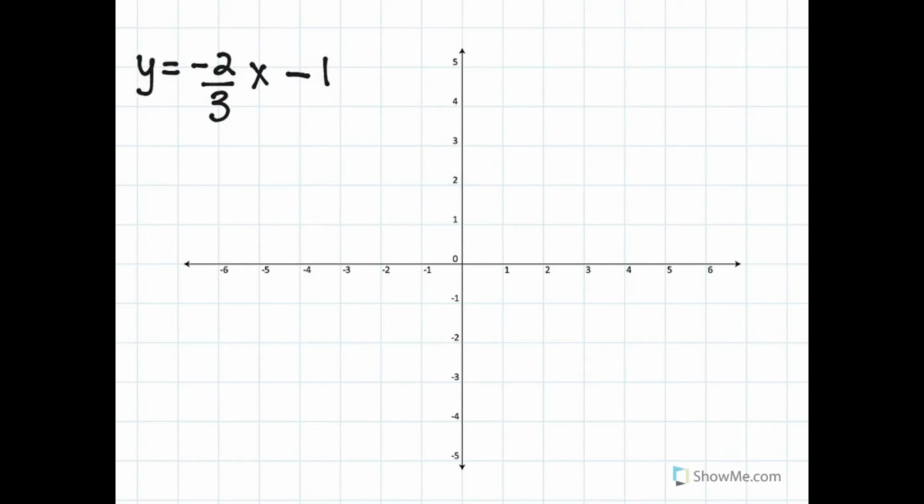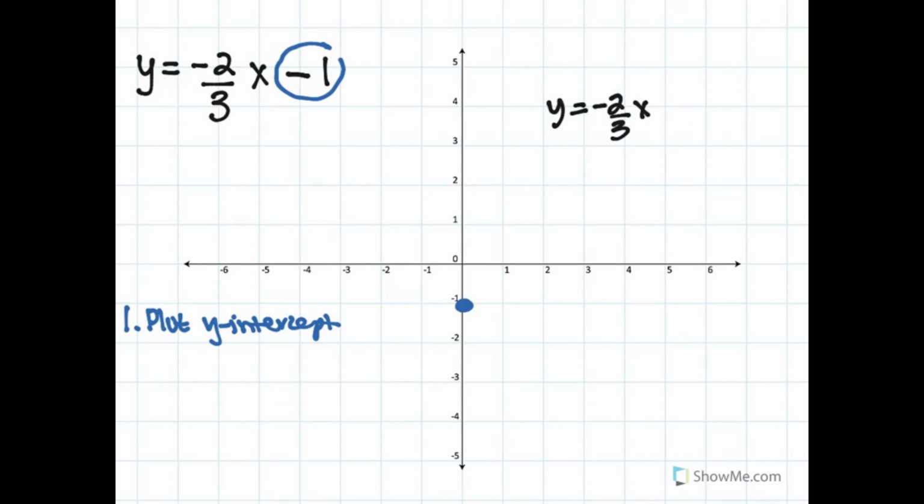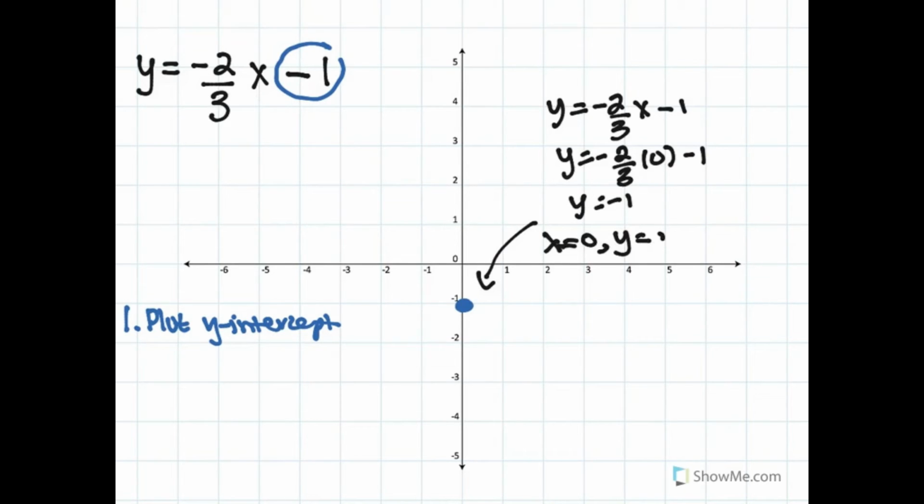Okay, so for the next part, I'm going to do pretty much the exact same thing, but now we have negatives. So let's go through how we would handle that. First we will plot our y-intercept. Again, the y-intercept is this value to the right of the x, and we see that our y-intercept is at -1. Just like before, we could also find this by plugging in where x is equal to 0. Like so, we know that at x equals 0, y equals -1.